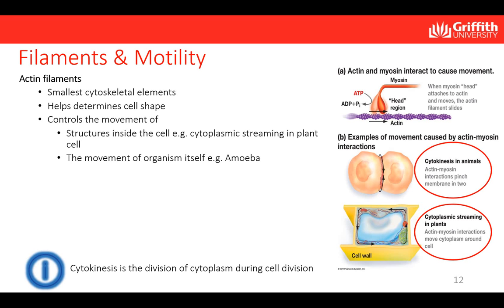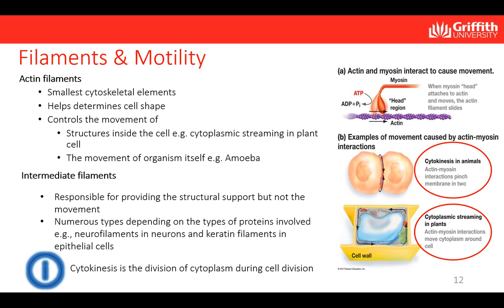Actin filaments also play a major part during cell division by helping in the process called cytokinesis, which is the division of cytoplasm. In some cases, actin can also be responsible for the movement of the organism itself, as seen in amoeba. The intermediate filaments are responsible for providing the structural support, but not movement.